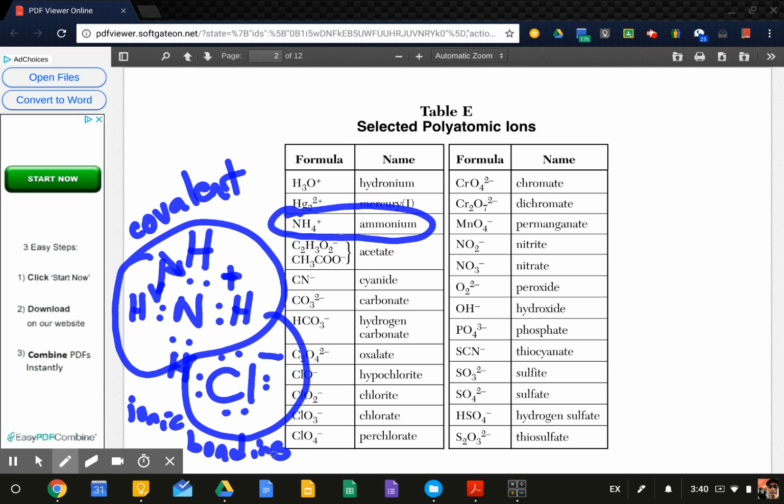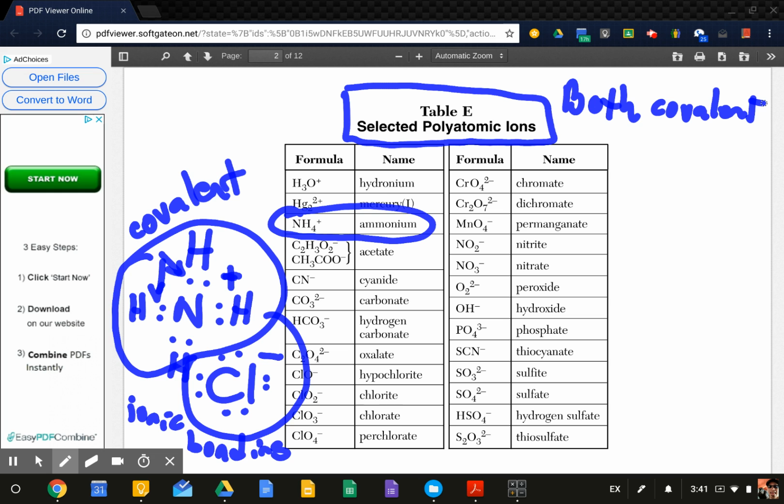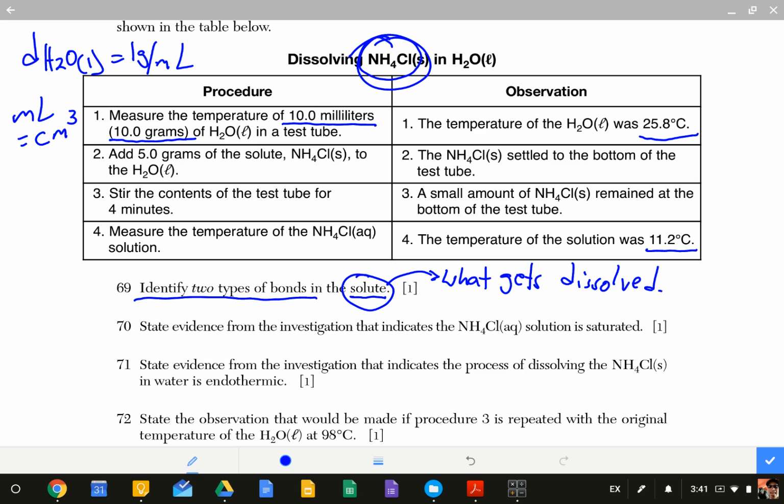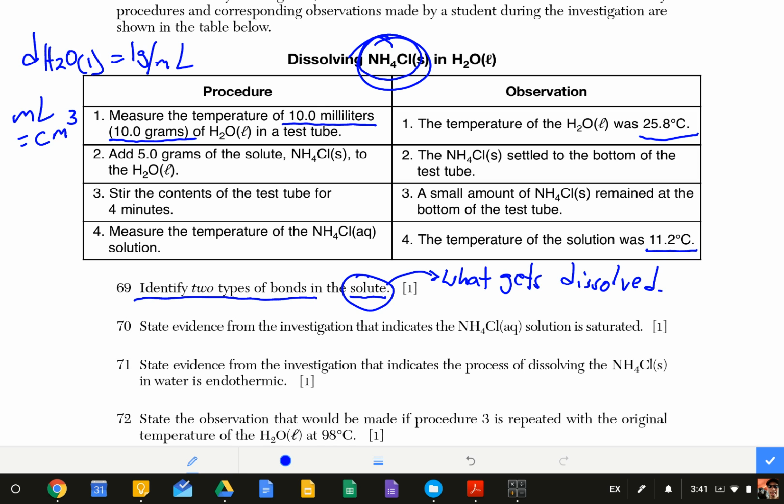So you can remember that most of the time, and in the case of the chemistry Regents, all the time, if you notice a compound is made up of a polyatomic ion, that compound has both covalent and ionic bonds. So that's the answer for that question. State two types of bonds present in the solute: ionic and covalent bonds. And you would write that answer in your answer booklet. Ionic and covalent bonds. That's the answer.